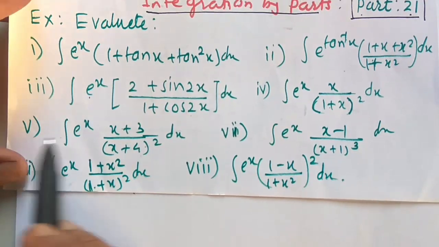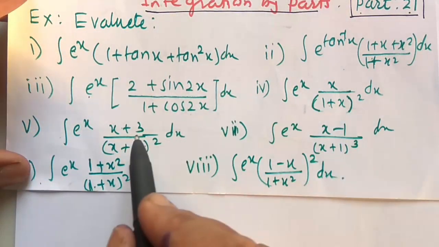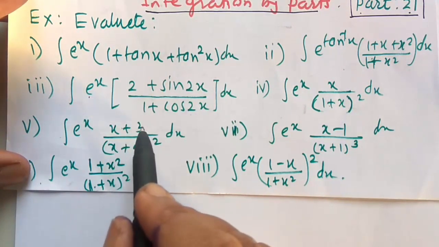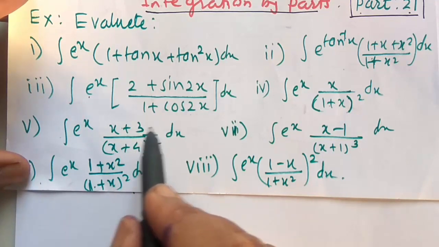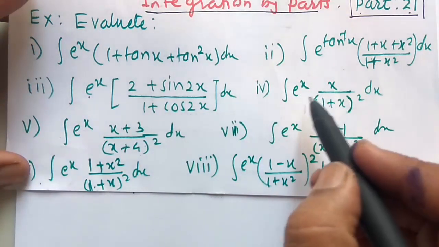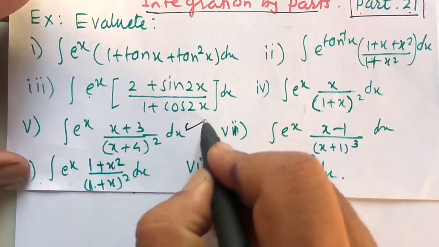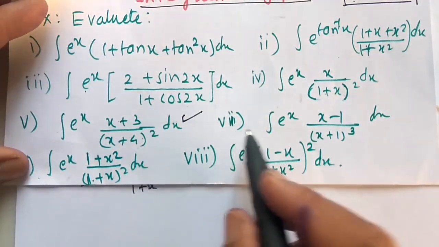Example number 5 is the same as example number 4. Here we add 1 and subtract 1, so it becomes x plus 4 plus 1 minus 1. So you will get the same answer like this. It is left to you as an exercise. I will solve example number 6.